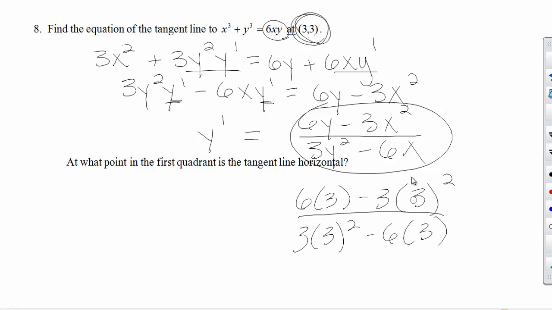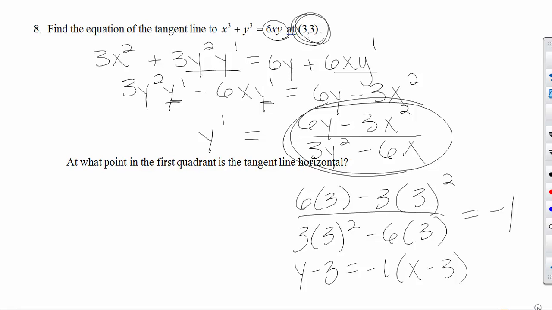I could simplify this answer if I weren't plugging numbers and I take a 3 out of everything. I didn't because we're just getting the answer. This comes out to be negative 1. So then my equation of my tangent line would just be y minus 3 equals negative 1 times x minus 3. Okay.